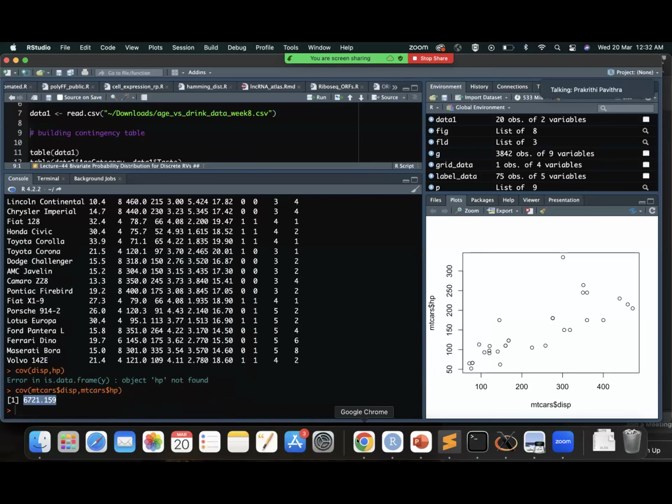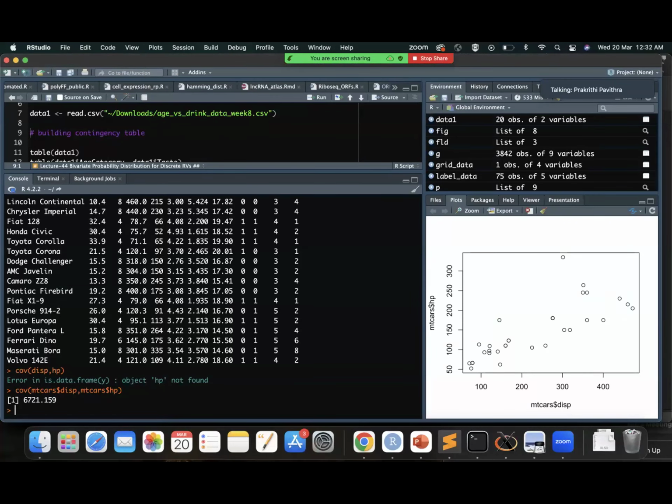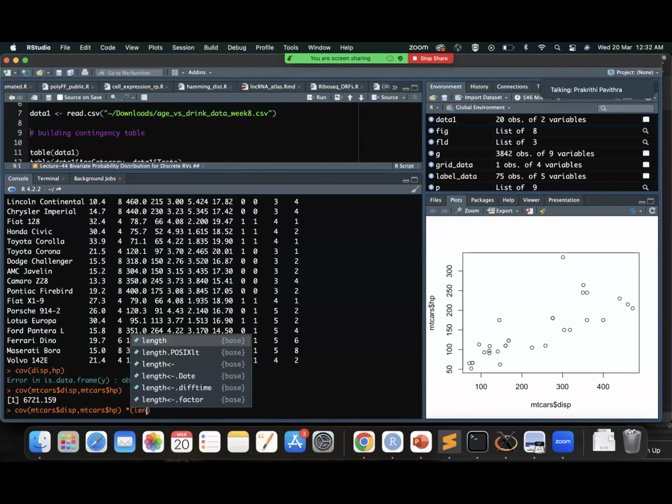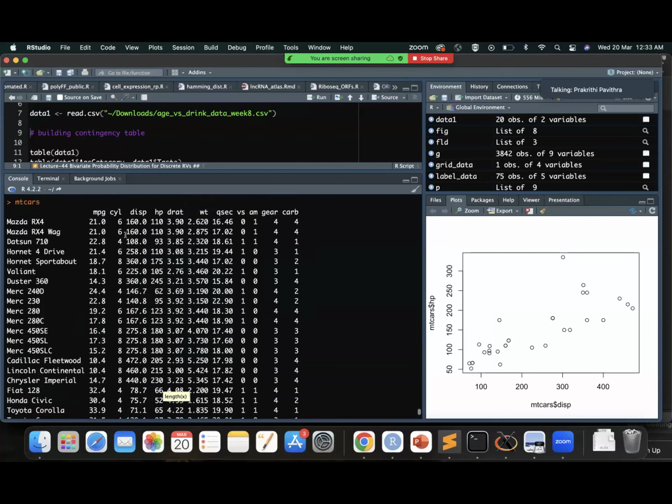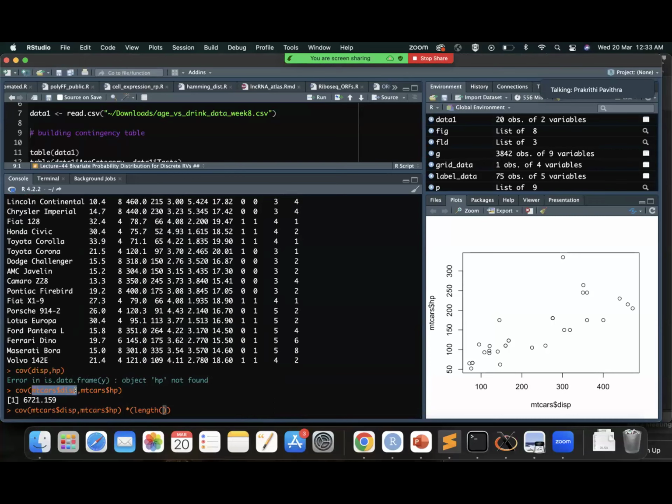But like we saw in theory, R gives us covariance where the denominator is n minus 1. So if you have to achieve the covariance based on this expression, the value that you got with R, you have to multiply by the total number of observations. So basically the length of all the number of rows. Length of disp will be equal to length of HP also.